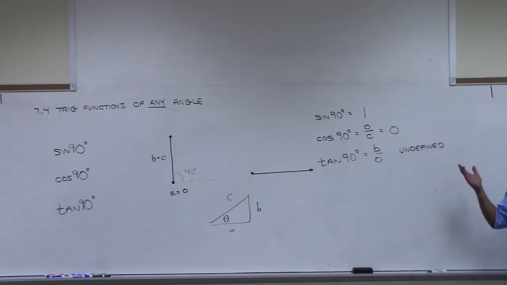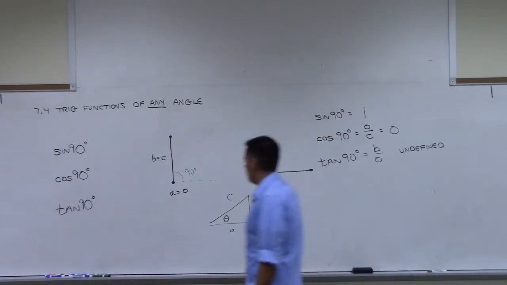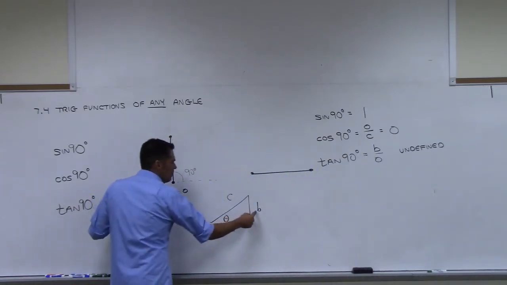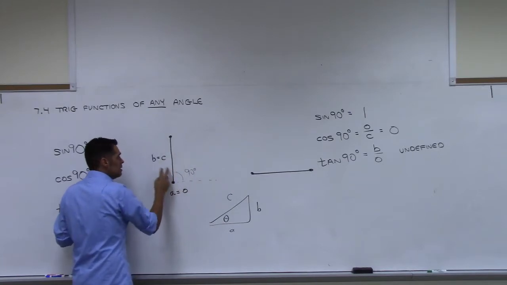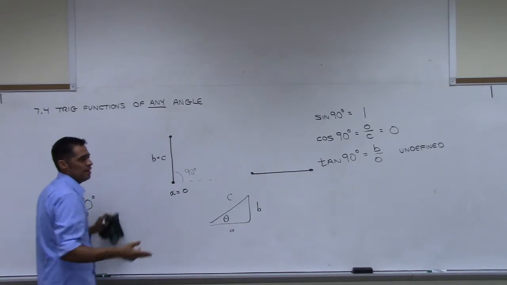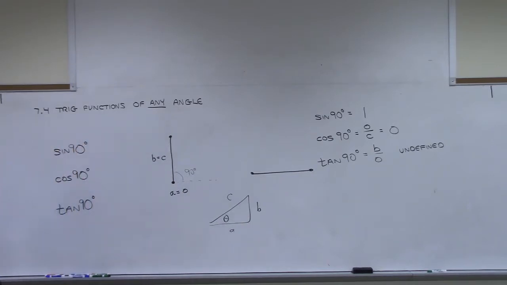Does this make sense? The sine value of 1 comes from the fact that your opposite side and your hypotenuse have to become the same side, which means that the ratio of the two, if these two are the same, is 1. So anything over itself.